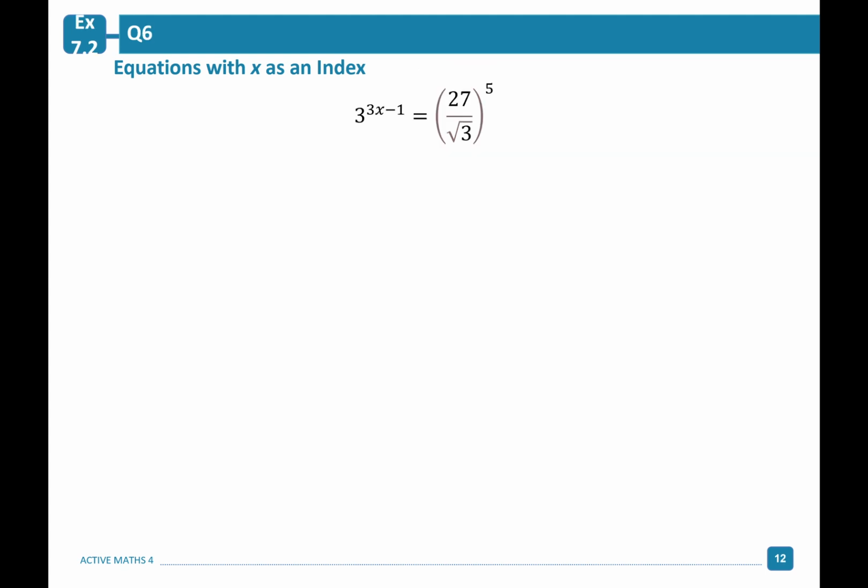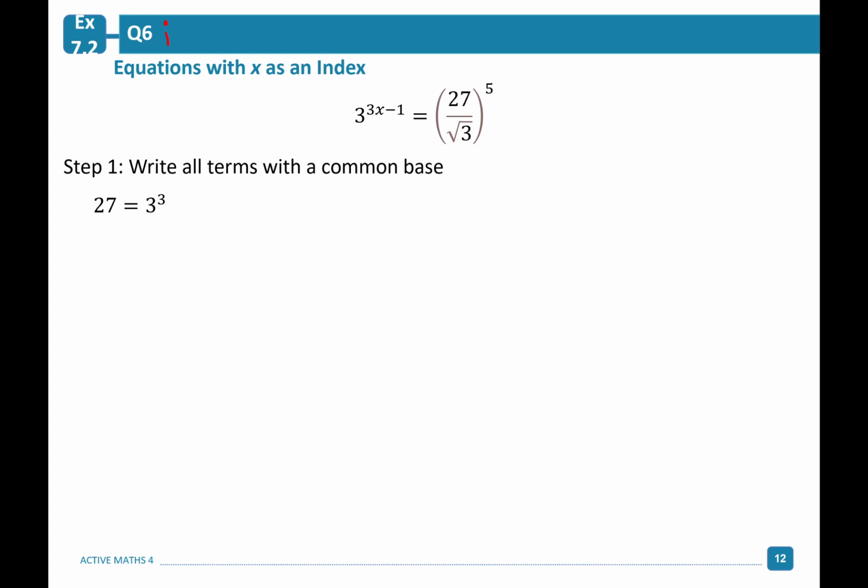Let's try another question. This is question 6, part 1. 3 to the power of 3x minus 1 equals 27 over root 3, all to the power of 5. Solve for x. Step 1. Write all terms with a common base. So we need to change our 27 into an exponent which has a base of 3. 27 equals 3 cubed.